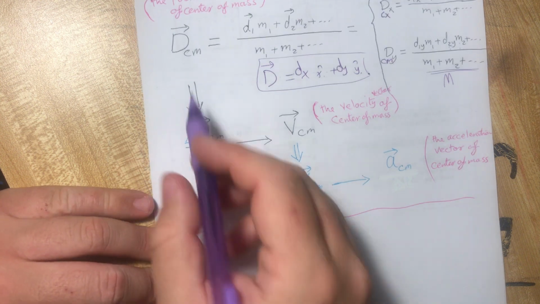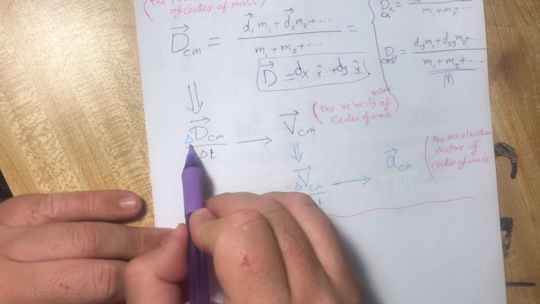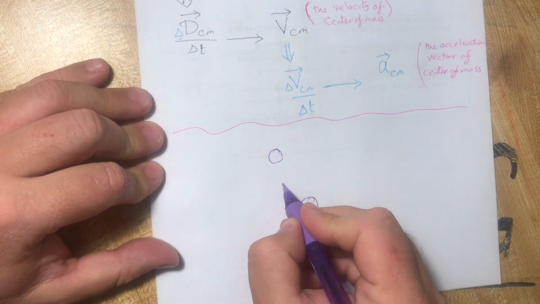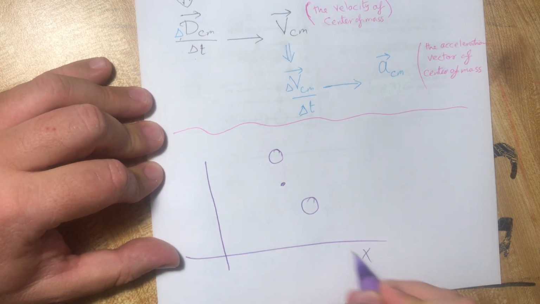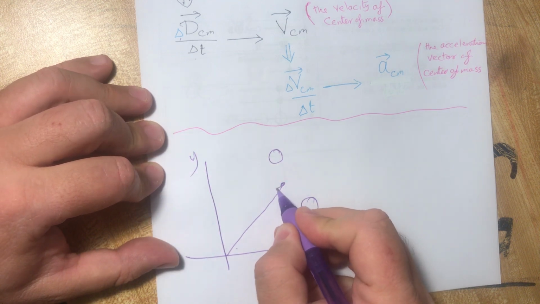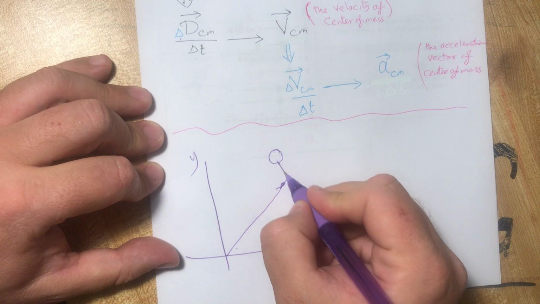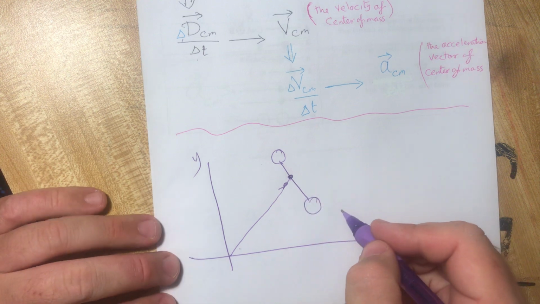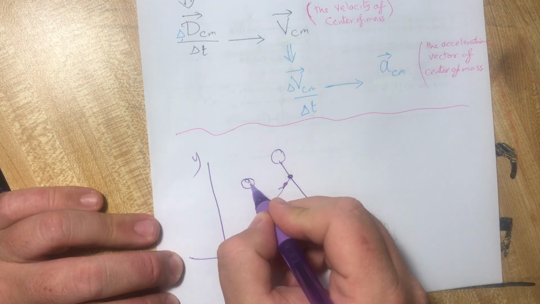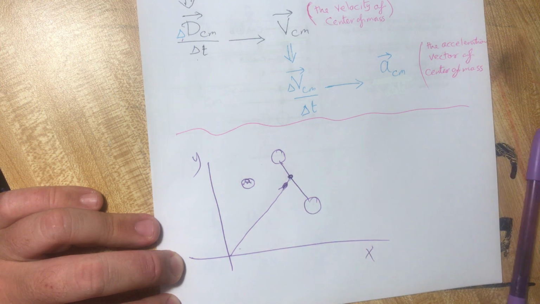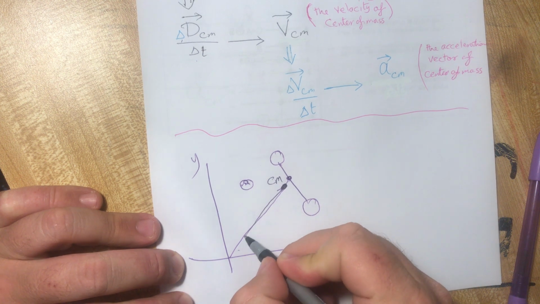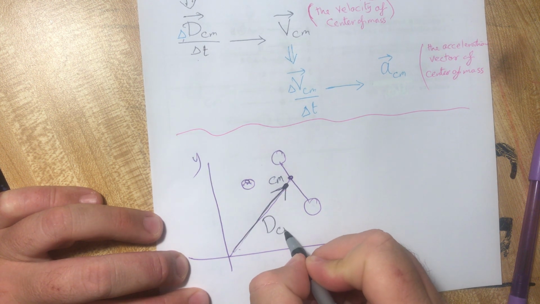Okay, now this position vector, the change in position, if we divide it by the time, will give us the velocity. So if we have bodies and their positions in the xy plane, the center of mass is on the line between them. I will take just two bodies, but I can take three. This is the third body m3, and this is the center of mass, and this is the vector d of the center of mass.